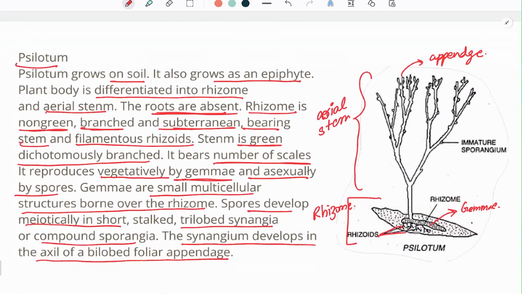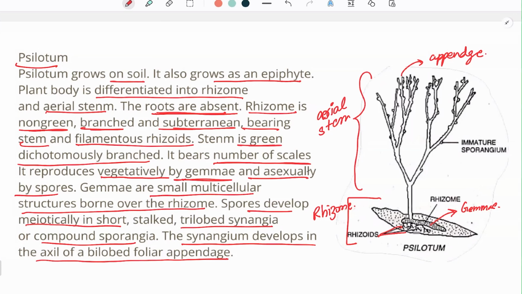The aerial stem has scale-like structures, and at its end there are sporophylls, whereas the rhizome is a non-green part of the plant which bears rhizoids and the gemma cups. The gemma cups will help in vegetative reproduction, whereas the spores which are produced in the sporophylls also help in the reproduction of Psilotum.